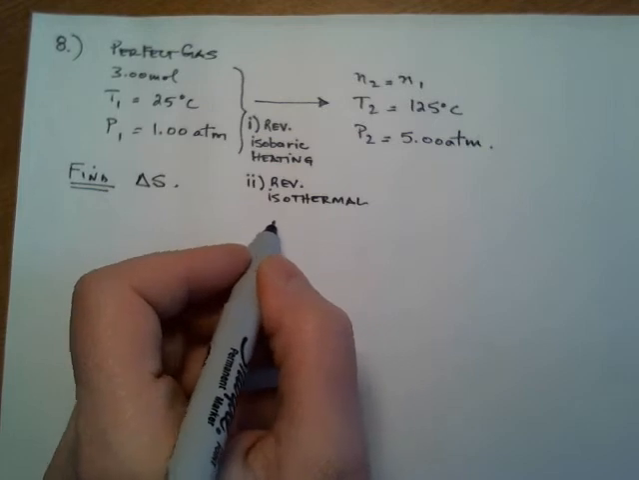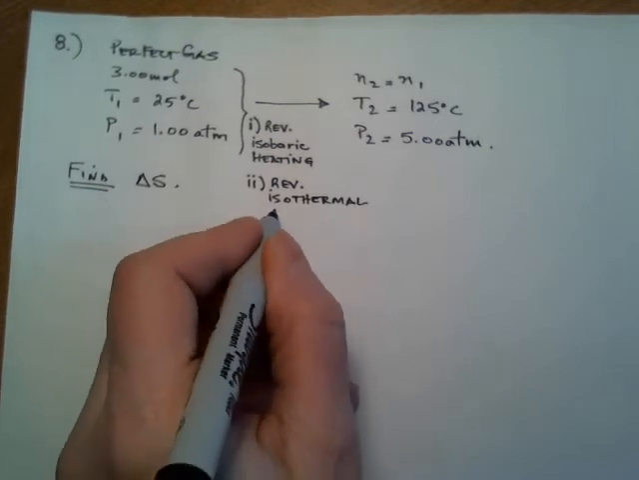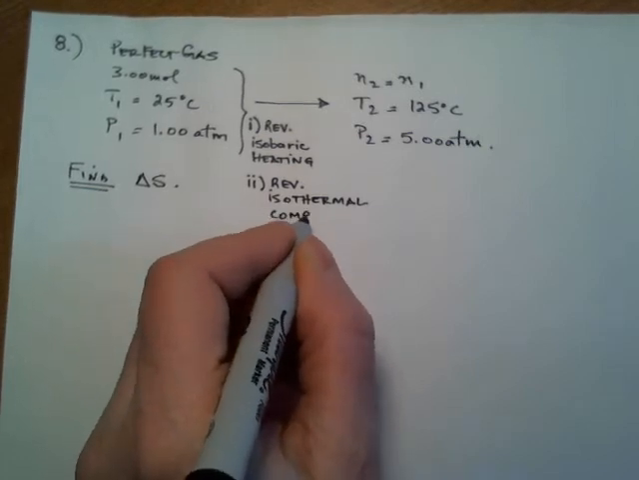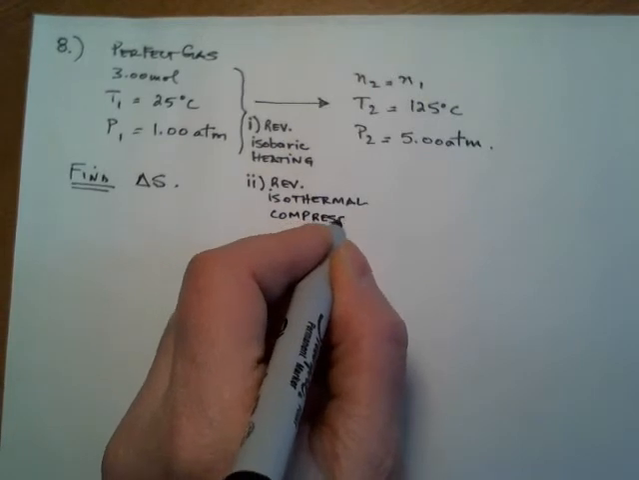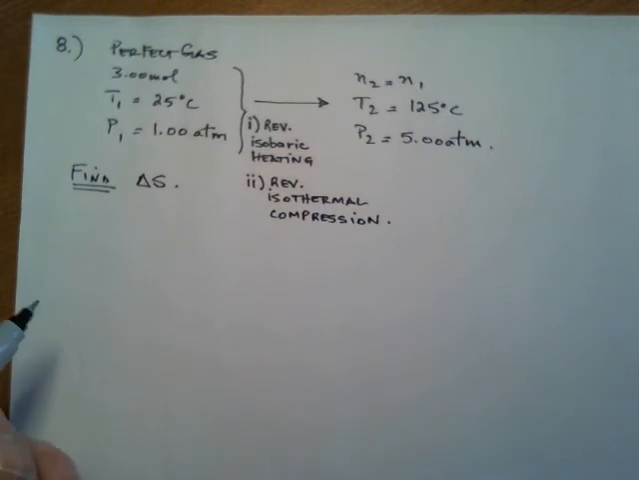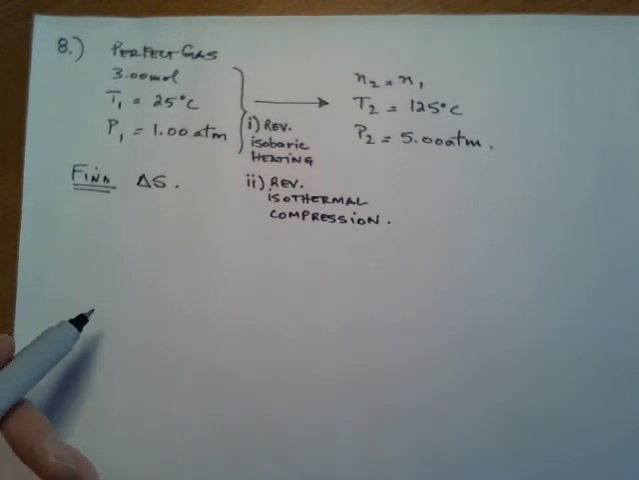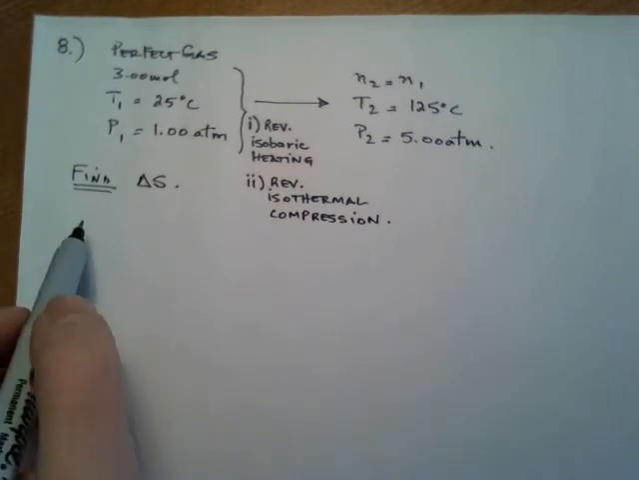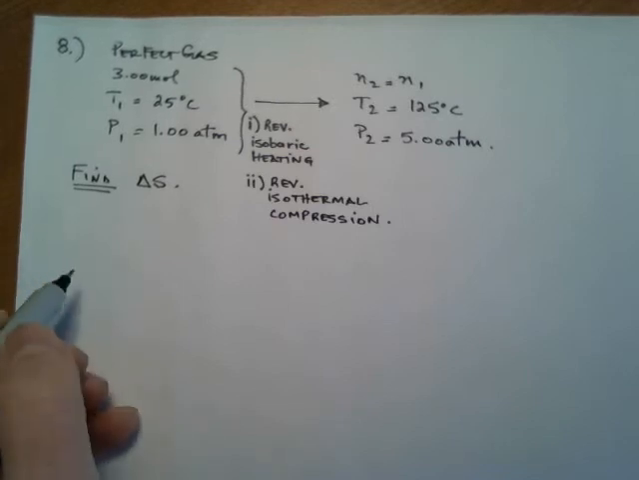Reversible isothermal compression. And I hope you're all convinced that that is, in fact, a compression. So to get the pressure up isothermally, you'd have to change the volume. You'd have to compress the volume.